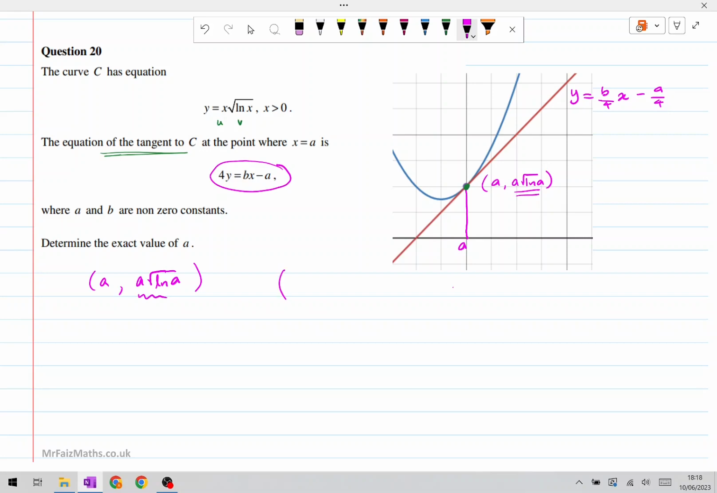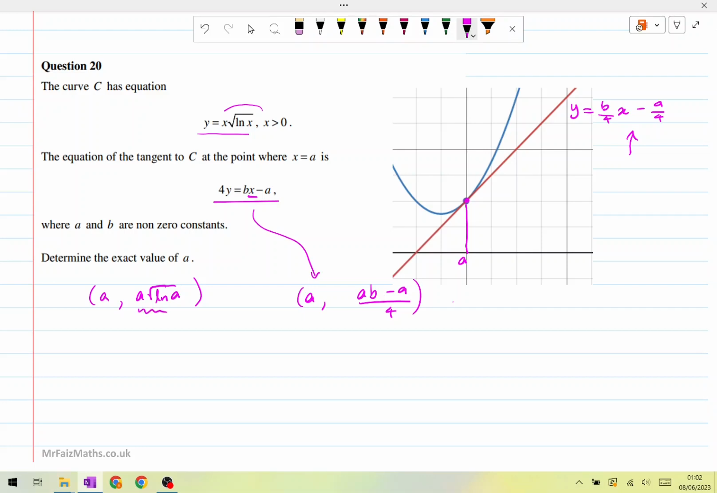Now when we substitute x equals a, we're going to get 4y, so we'll then divide that by 4. If x equals a, that bit is going to be b times a. I'll write that as ab minus a. So that's equal to 4y, so I'm going to divide that by 4. So the coordinate of that point can also be written as a comma ab minus a over 4. So these two y coordinates are equal. If I put these two equal to each other, we can get one equation that relates a and b.